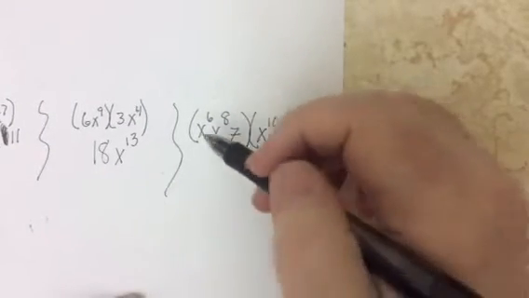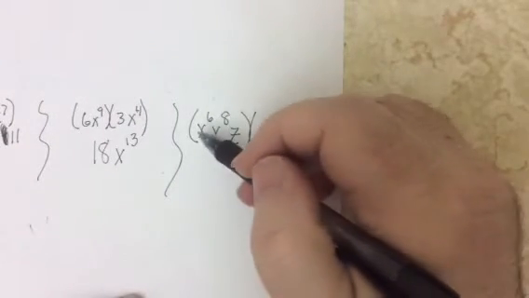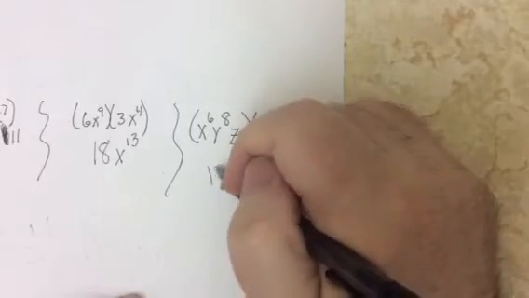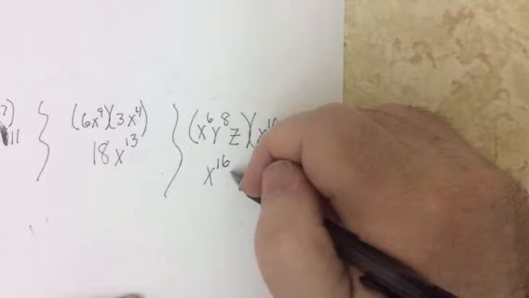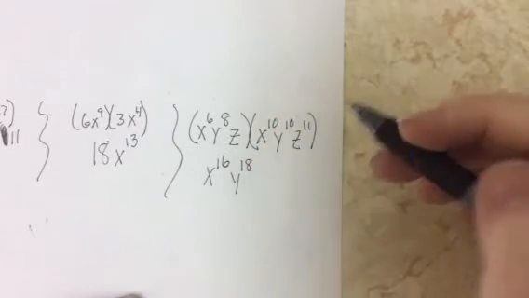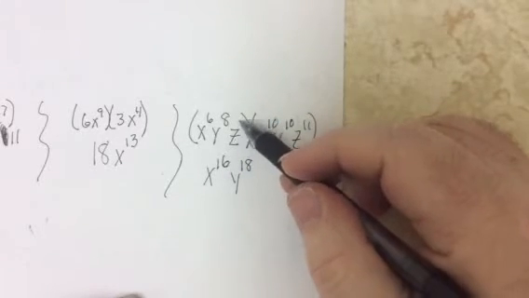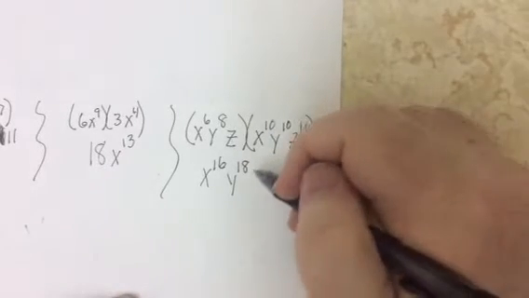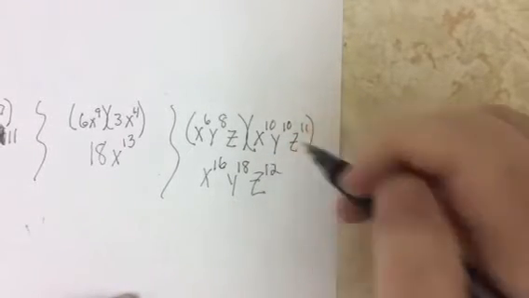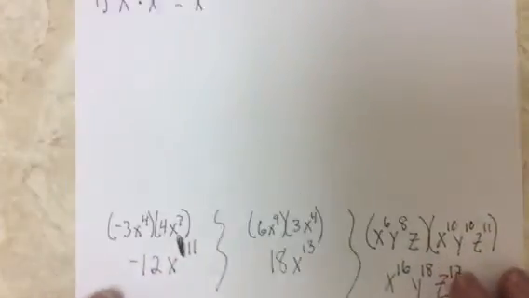Next one, bigger one. 1 times 1 is 1. X to the 6 times x to the 10th is x to the 16th. Y to the 8th, y to the 10th, that'd be y to the 18th. And z, that's a first power if it's not shown, because you have one of them, times z to the 11th would be z to the 12th. Hopefully you got it right.